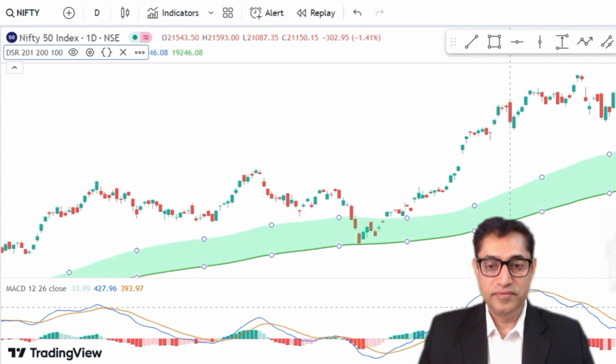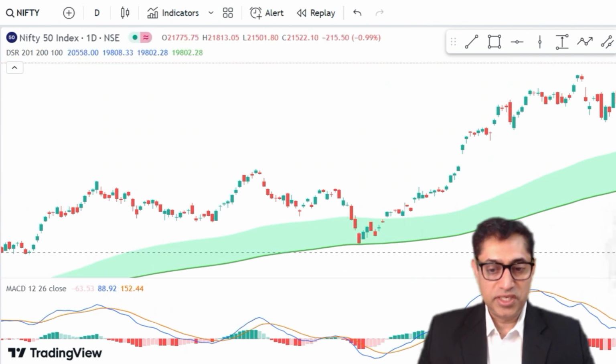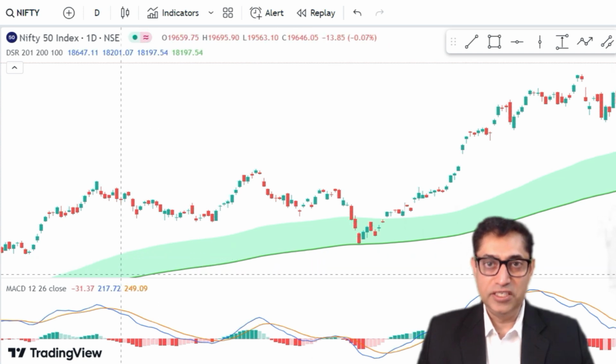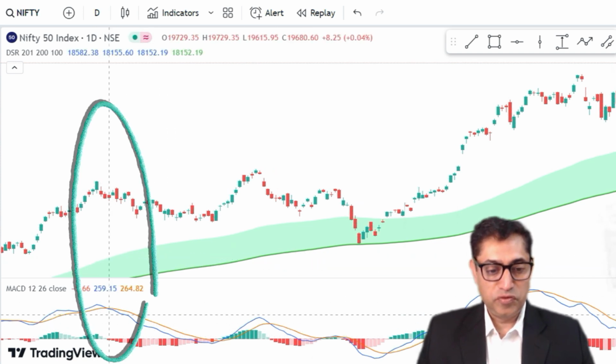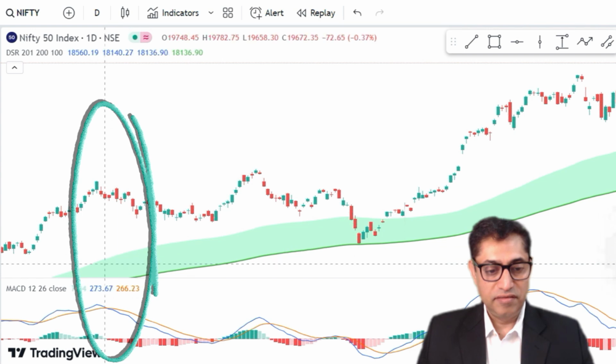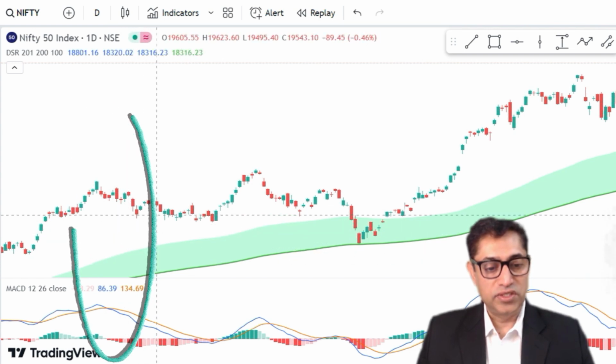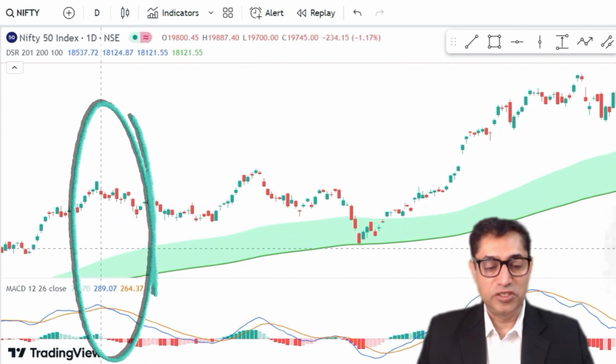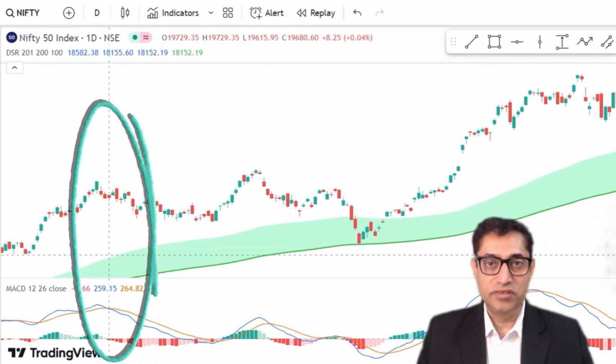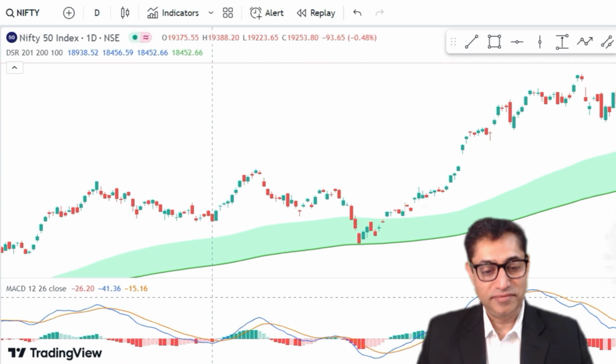There we go. So like you can see on the chart, there are multiple signals that have been given by the MACD. Let us analyze each of the signals. The first signal is given over here. We will not take this signal because our dynamic support and resistance, that is the 200 and 100 EMA, is telling that the trend is bullish. So why should we take a bearish call?